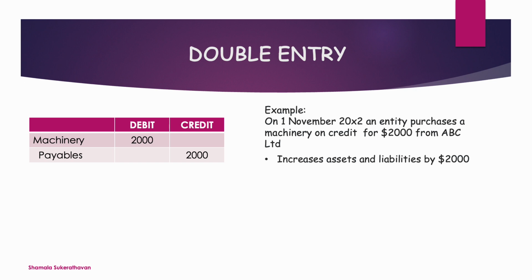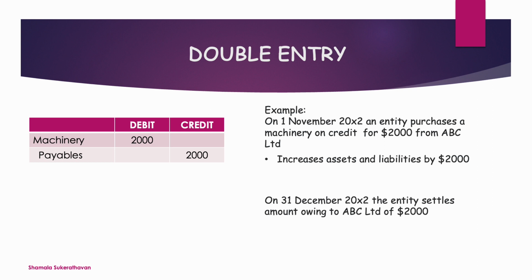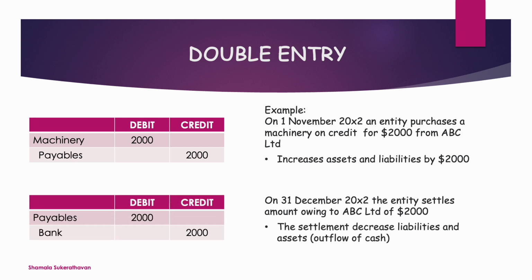Taking it a step further, let's look at what the entry would be if on 31st December the entity settles the outstanding due to ABC Limited. Now the liabilities of the entity is decreasing. Thus we debit payables, and the outflow of cash, a decrease in entity's assets, is recognized by crediting the bank.